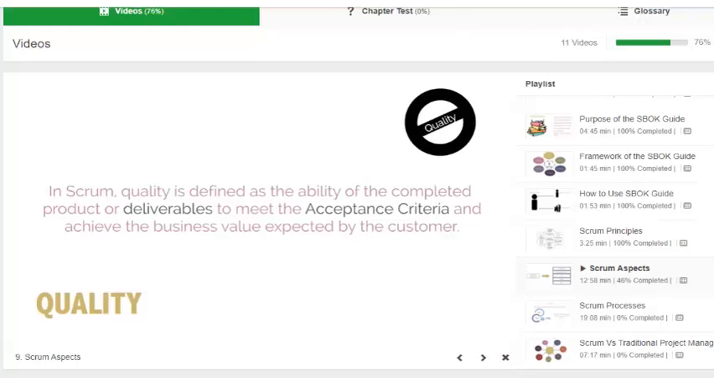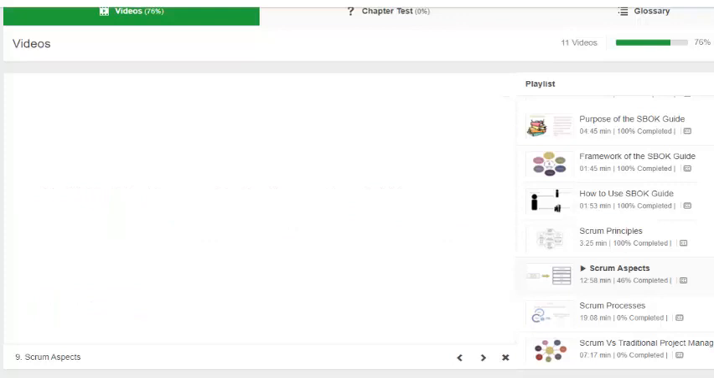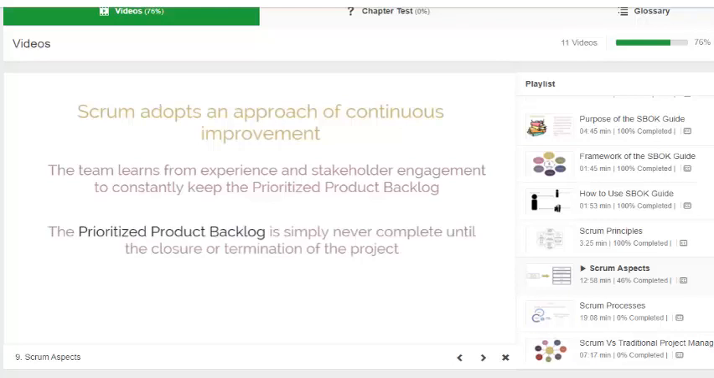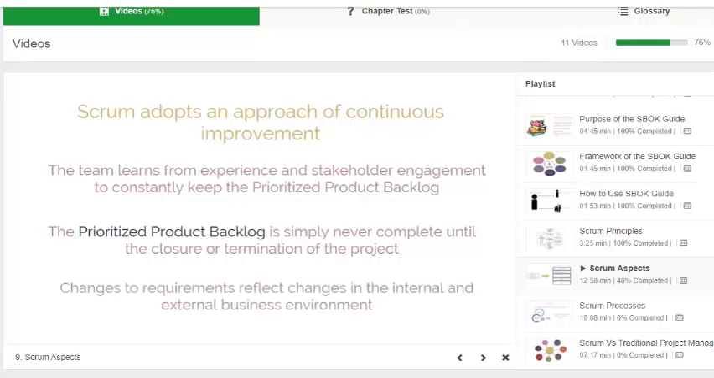To ensure that a project meets its quality requirements, Scrum adopts an approach of continuous improvement, whereby the team learns from experience and stakeholder engagement to constantly keep the prioritized product backlog updated with any changes in requirements. The prioritized product backlog is simply never complete until the closure or termination of the project. Moreover, any changes to the requirements reflect changes in the internal and external business environment and allow the team to continually work and adapt to achieve those requirements.